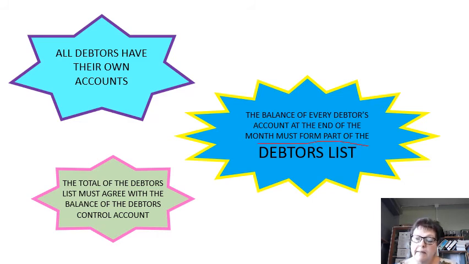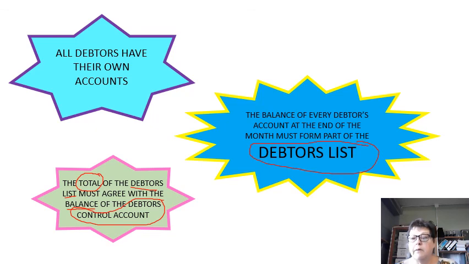So the debtors list must be prepared at the end of the month. That list consists of the names of your debtors and how much each of them owes. You need to total that list because the total of the debtors list must agree with the balance of the debtors control account. So the total of the list must agree with the balance of the debtors control account. So this is how to prepare a debtors ledger account.